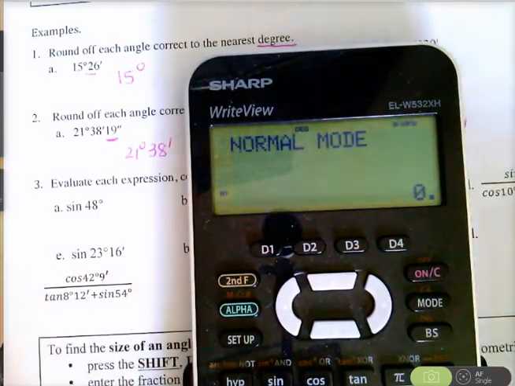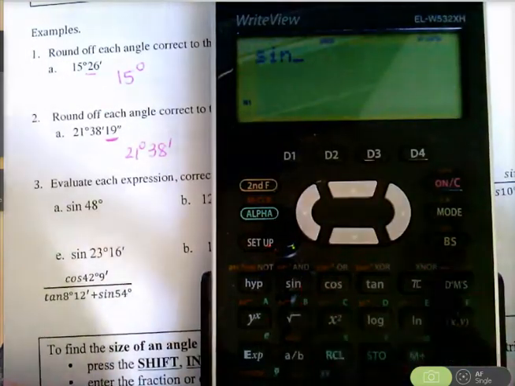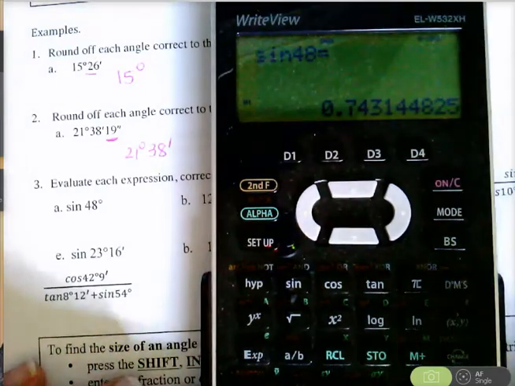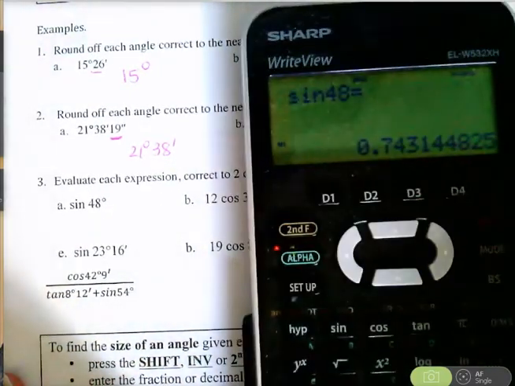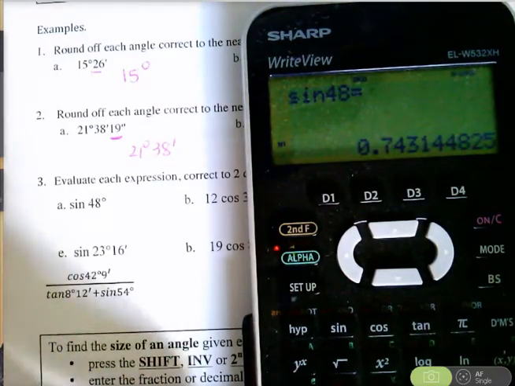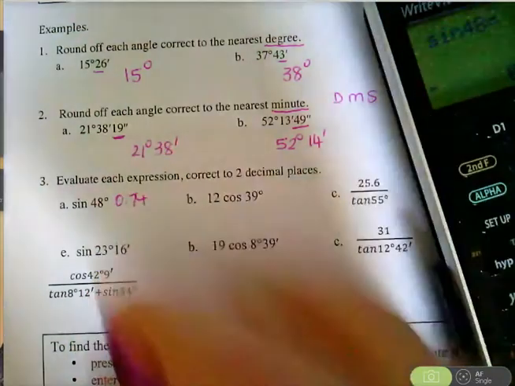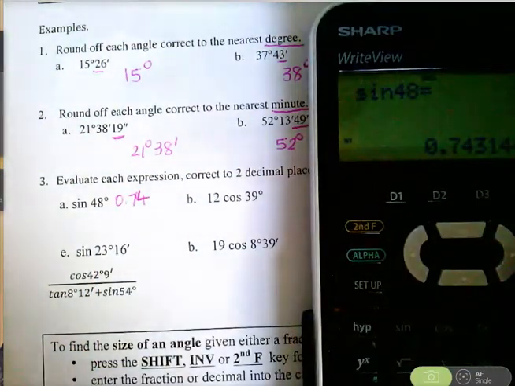Now for the first one, to work out sine 48, we just press the sine button, and of course the number's 48, and just press equals, and you get 0.743. Now we just want to round that correct to 2 decimal places, so that would be 0.74. I want you to try this on your calculator as well. So I'll just press cancel.